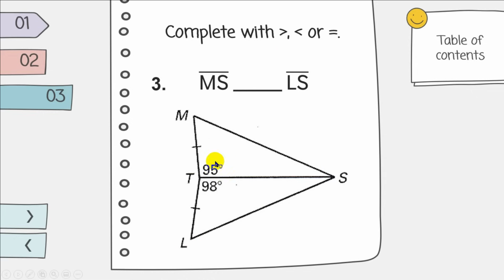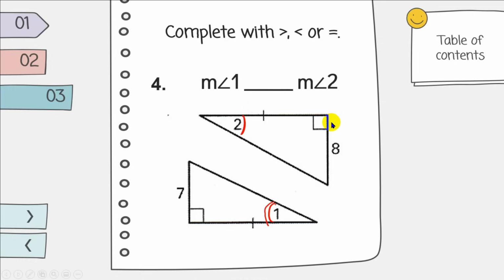Make sure to refer to the given measurements ha. So, meron tayong 95 degrees and 98 degrees. So, ang gagamitin po natin dito ay ang Hinge Theorem. Okay? Number 4. We have here measure angle 1 and measure angle 2. This is angle 1 and angle 2. And ito po yung kanilang mga sides opposite. So, is measure angle 1 greater than, less than, or equal to measure angle 2?